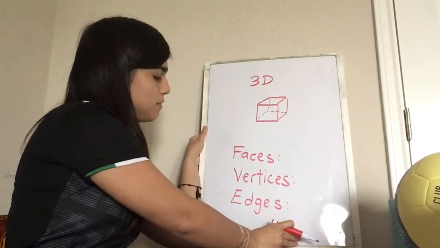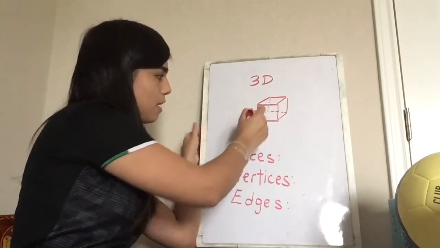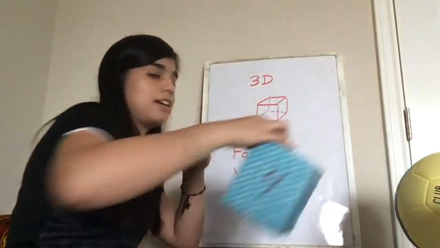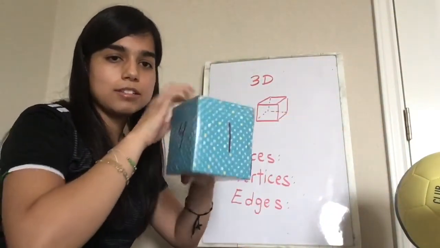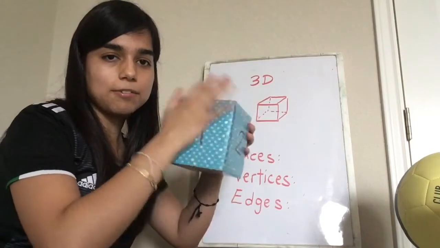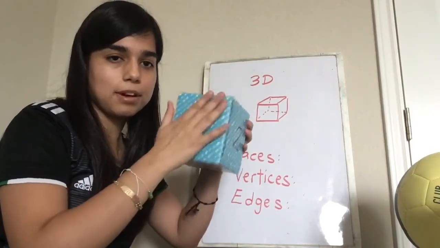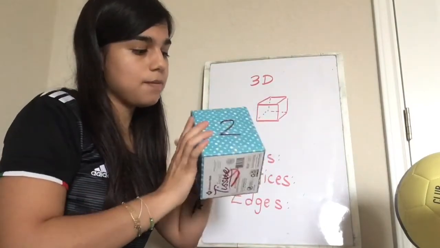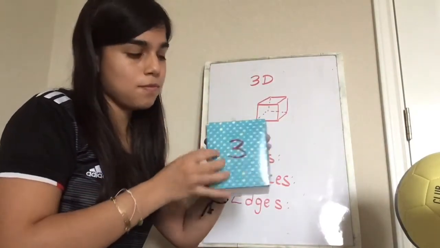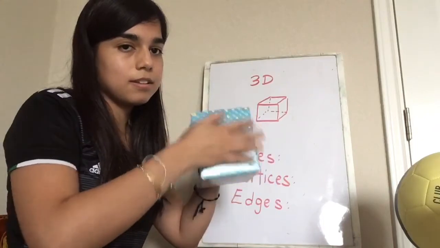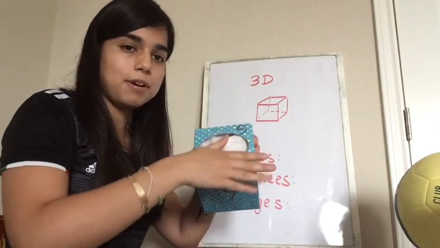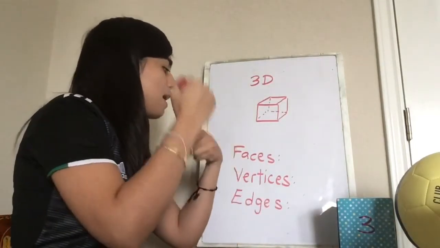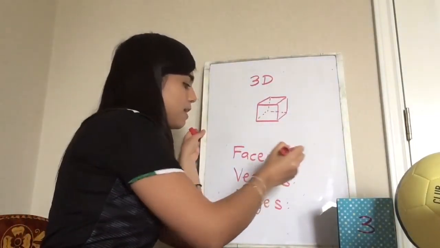It's kind of hard for me to show you right here how many faces it has, so I'm going to show you a Kleenex box that I had at home. Okay, so the faces are the flat sides of a shape. Okay, so this part right here is flat. So there's 1, there's 2, there's 3, there's 4, the top part 5, and then there's 6. So a cube has 6 faces.